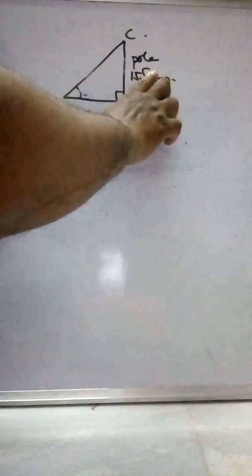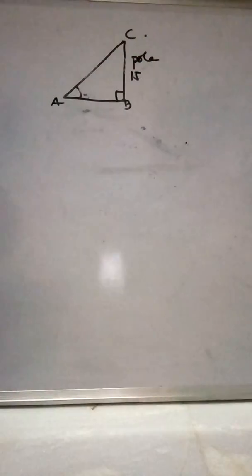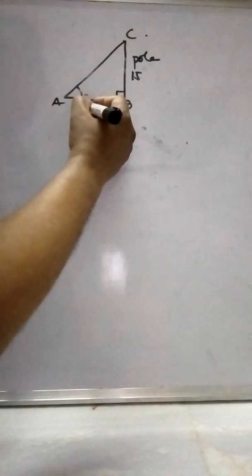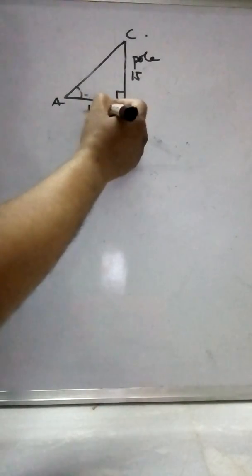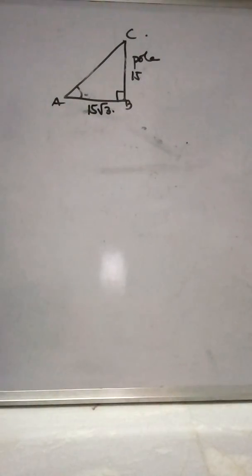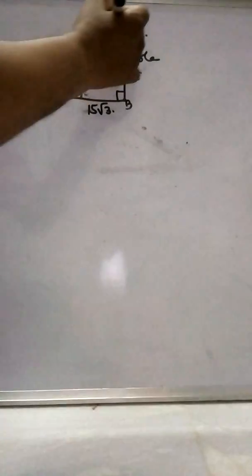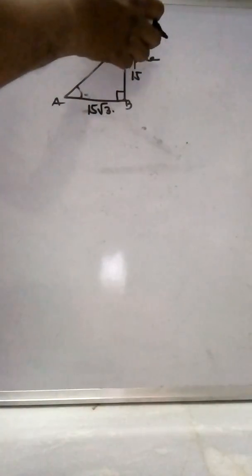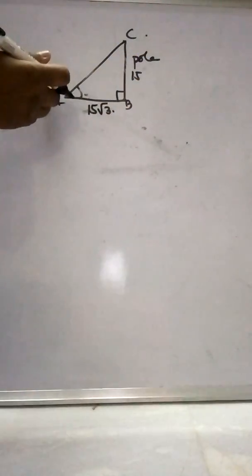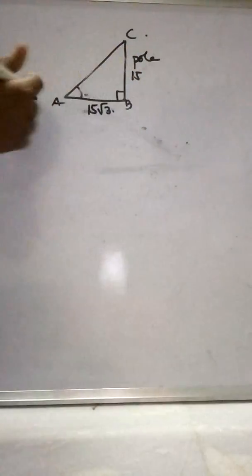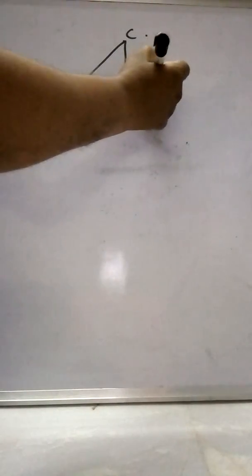No, it is 15 meter only, not 15 root 3. The length of the shadow of a 15 meter high pole. So 15 meter is the height, and the length of the shadow is 15 root 3. So this is 15 root 3. Okay. What is the angle of elevation of the sun's rays? So we have to find out, for example, if the sun is falling from here, this is the shadow, so definitely it will be in this direction. So 15 root 3 meter is the length of the shadow and 15 meter is the height.